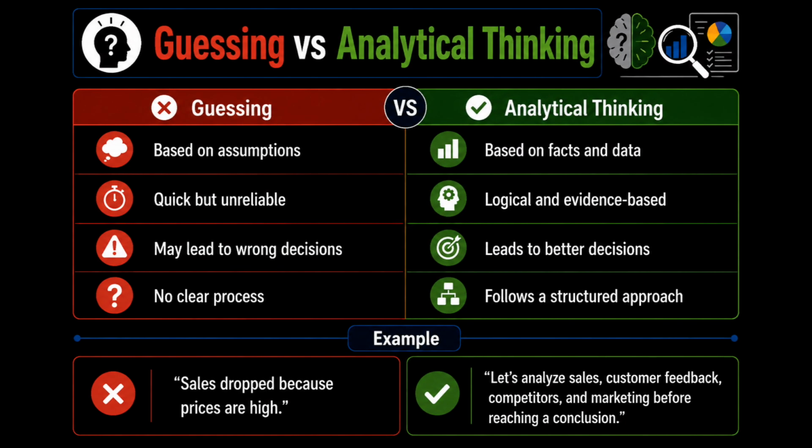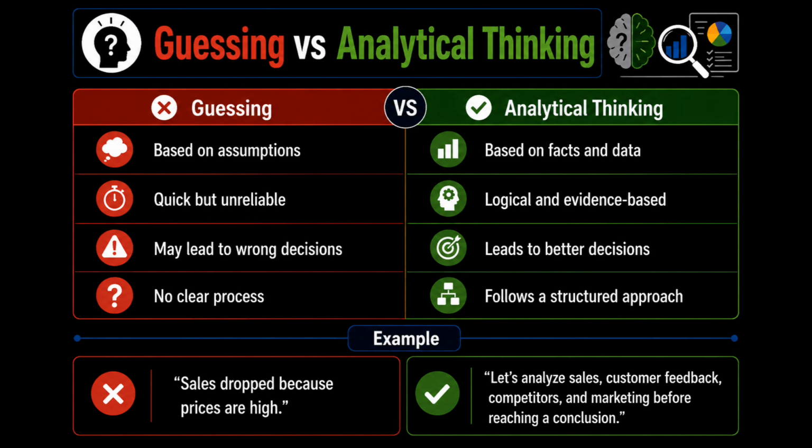Now let's compare guessing and analytical thinking. This difference is what separates an average decision maker from a great data analyst. Guessing is based on assumptions. It's quick, but not always reliable, and it can easily lead to wrong decisions because there's no proper process behind it. Analytical thinking, on the other hand, is based on facts, data, and evidence. It follows a structured approach, which helps us make better and more accurate decisions.